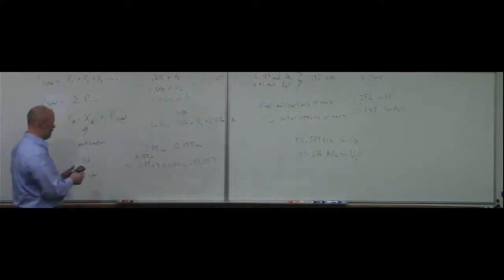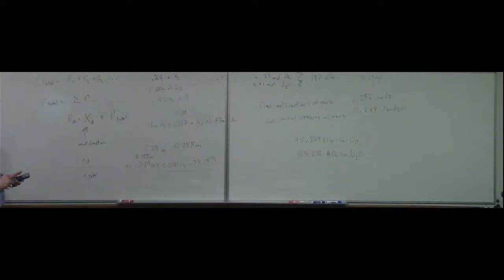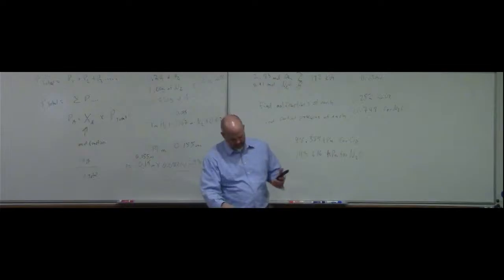Okay, so let's rerun it. 0.155 times 0.821 times 293.15 divided by 2 is 1.865, which I think that's the right answer.